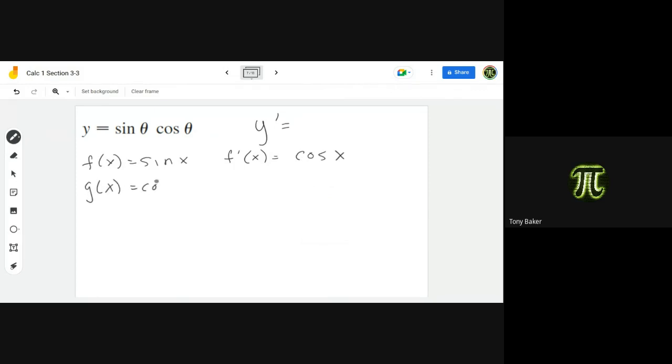g of x is cosine of x. b prime of x is negative sine of x. Be careful. The number one thing you're going to screw up with the trig, especially sine and cosines, are your signs. You're going to forget a sign here and there, so just be wary of that. It's really easy to go sine, cosine, cosine, sine, and forget that negative sign.